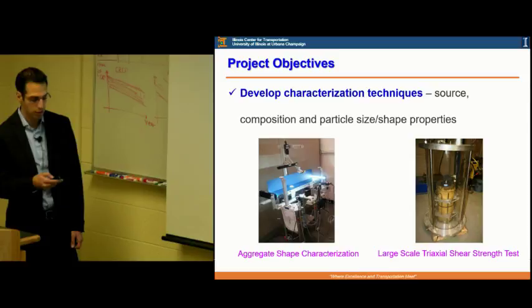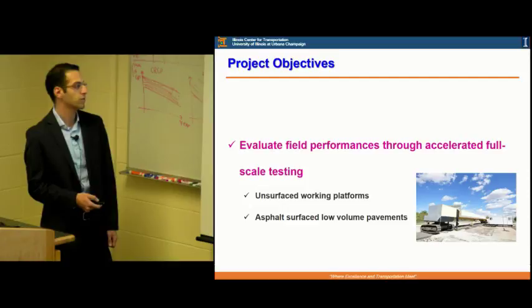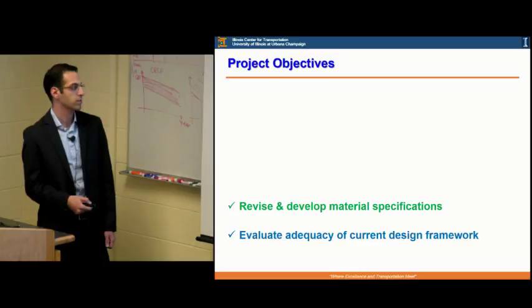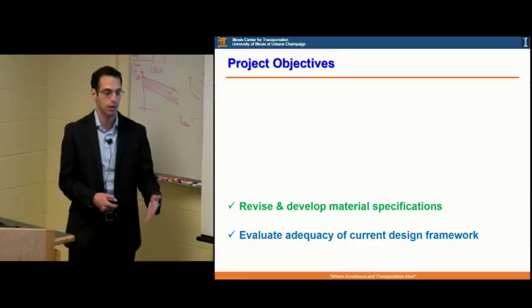The other objective is, following the lab characterization of these materials, to evaluate the field performance through accelerated full-scale pavement testing for both unsurfaced working platforms as well as asphalt-paved low-volume road applications. Once those field and lab evaluations are done, the other objective is to revise and develop some material specifications for the use of these materials and to evaluate the adequacy of the current design framework that is used in design right now, its adequacy for the new top-sized materials.